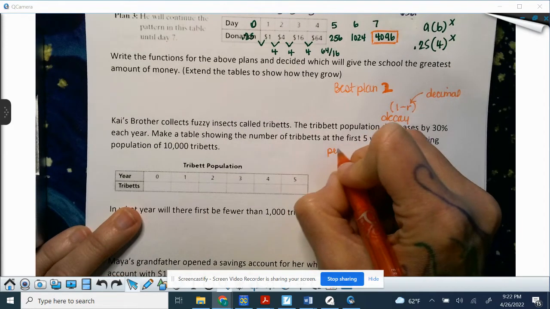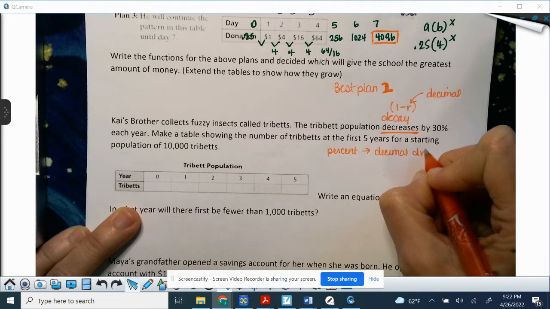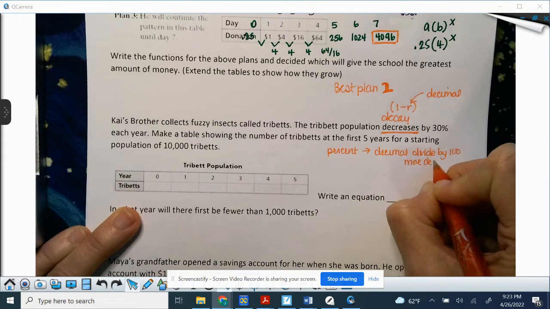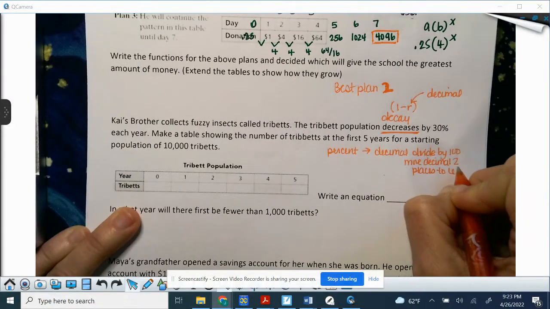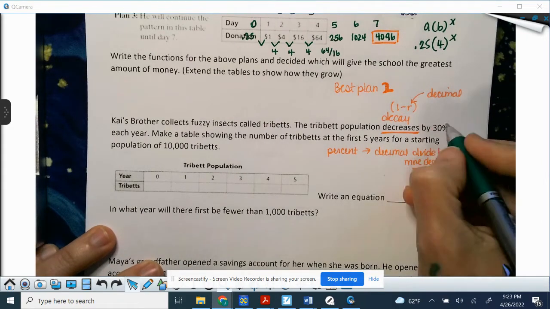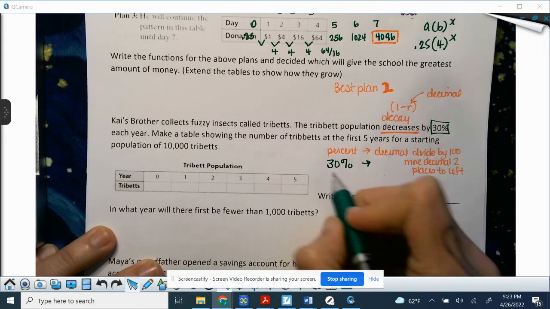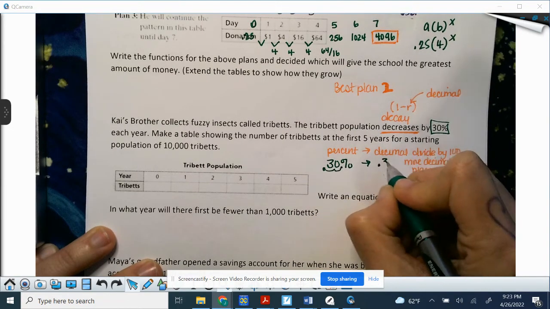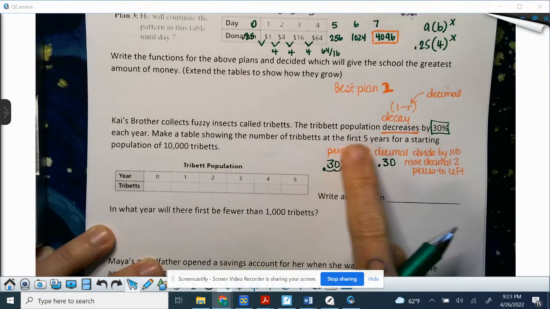To change a percent to a decimal, we are going to divide by 100, or move the decimal 2 places to the left. So I have my 30% here. If I take 30% and divide it by 100, that's going to move the decimal 2 places to the left. So 0.30 or 0.3.